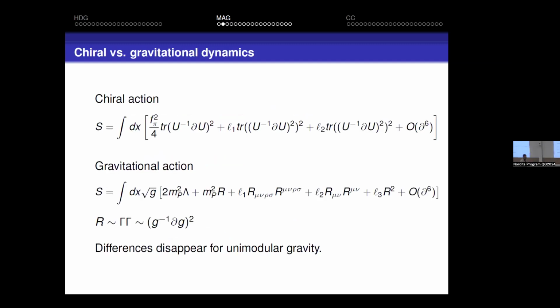And then the first terms in the expansion of the chiral action are the quadratic in u minus 1 du, or fourth order in u minus 1 du. This quadratic piece has a dimensionful coefficient f pi squared, and the other ones have dimensionless coefficients. And similarly in gravity, you have the term linear in R with the Planck mass squared, and then R squared terms which have dimensionless coefficients.